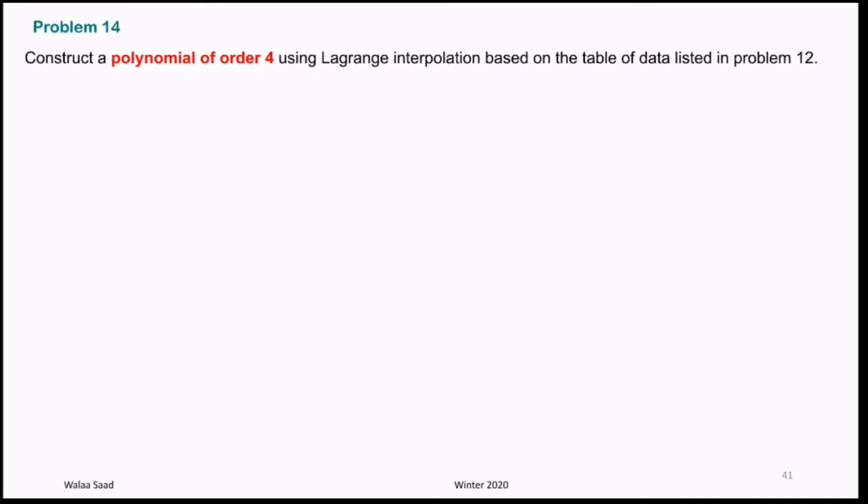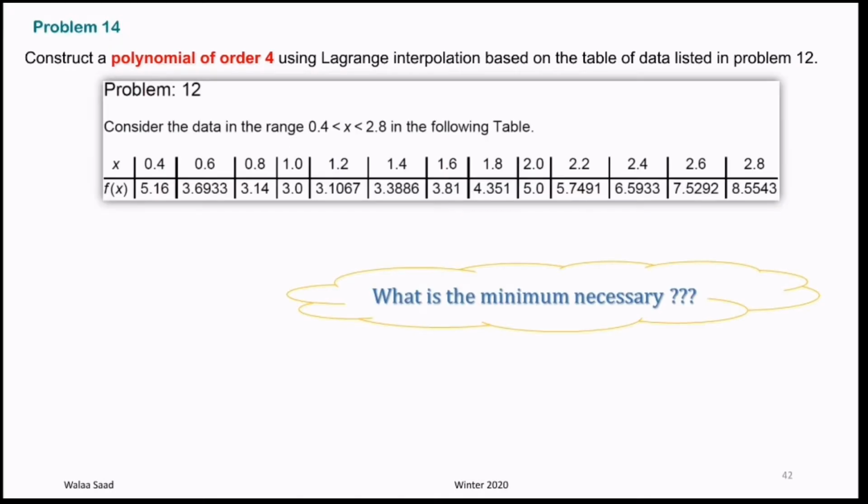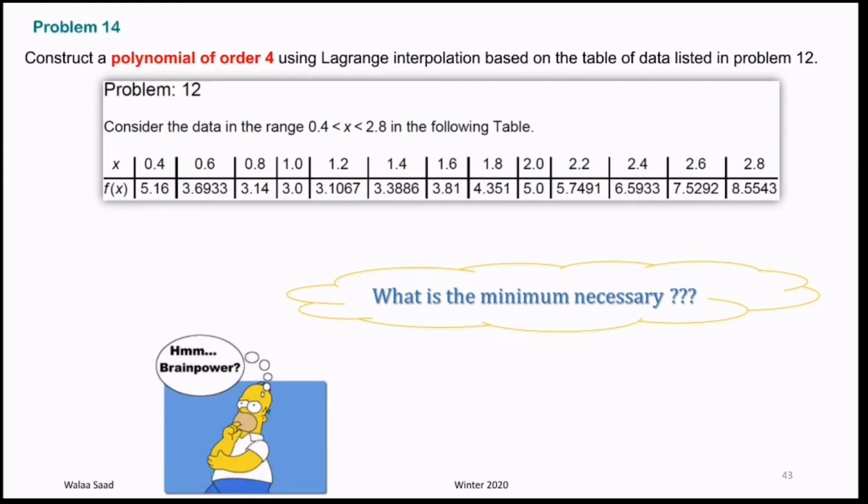Let's continue discussing problems of assignment 2. In problem 14, construct a polynomial of order 4 using the Lagrange interpolation based on the table of data listed in problem 12. Let's recall the table of problem 12. Here is a huge number of points. If we need to interpolate it into a polynomial of order 4, think about the minimum necessary property we discussed in the previous problem. So how many points do we need?